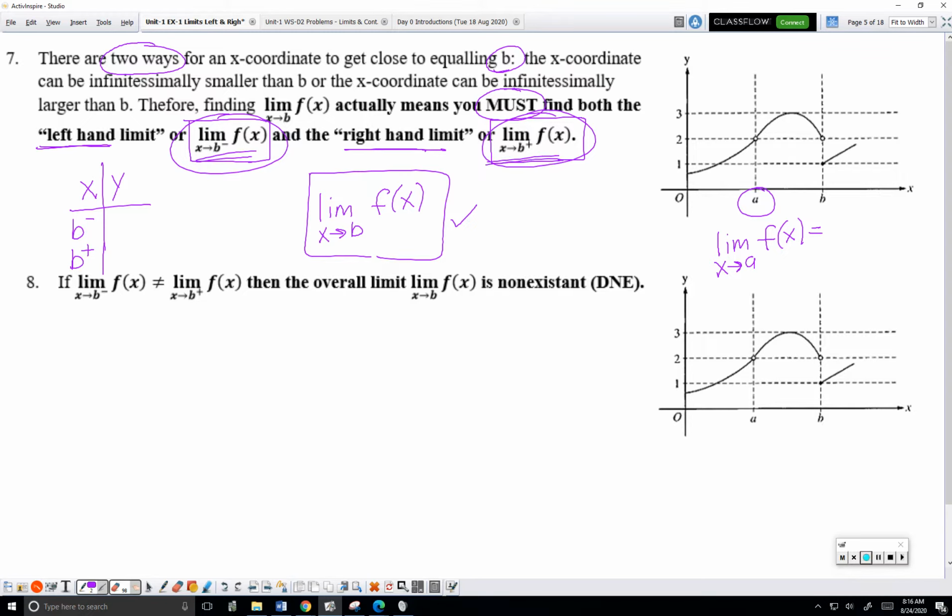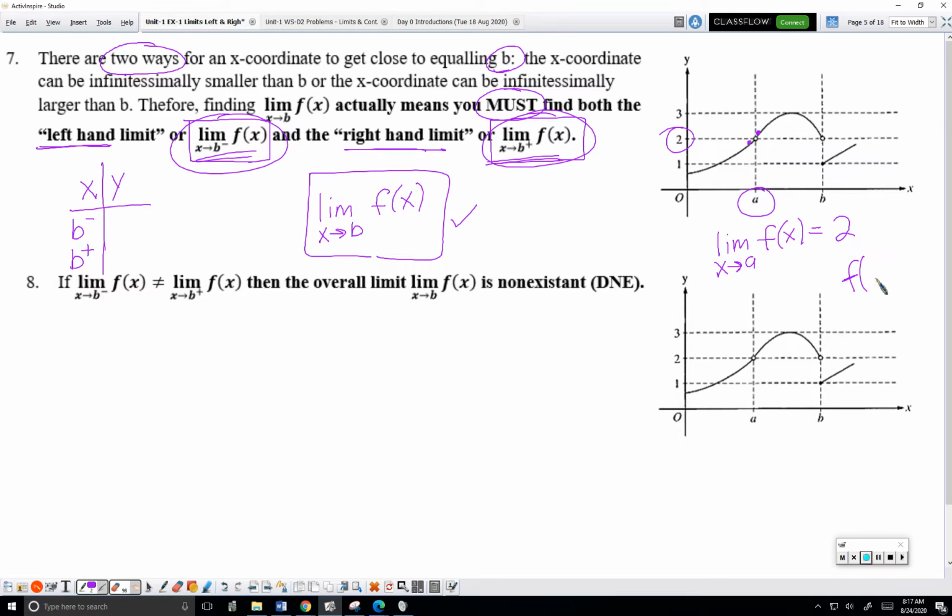Like you're checking both of them, you're just doing it mentally. So multiple choice, you don't have to write anything. Your brain looks at that and says, oh okay, the x coordinate is slightly less than a, then I'd be here. The x coordinate is slightly more than a, I'm going to be here. Oh yeah, look, as x gets really close to equaling a, the y coordinate is getting really close to equaling 2.